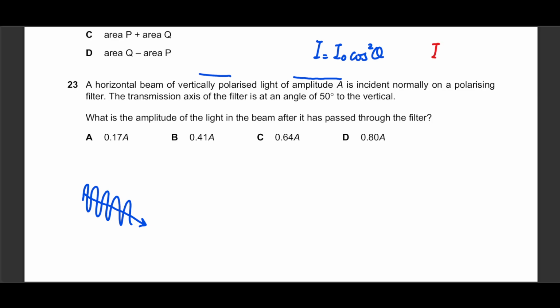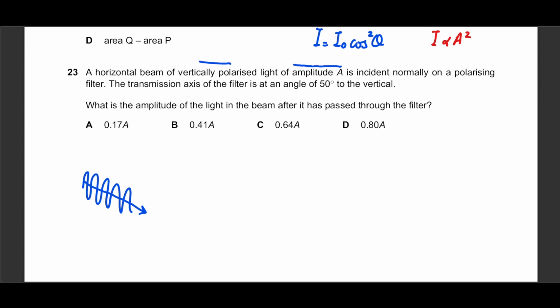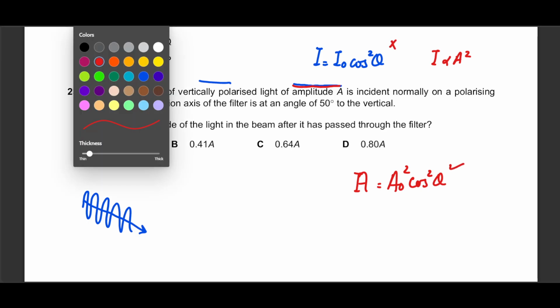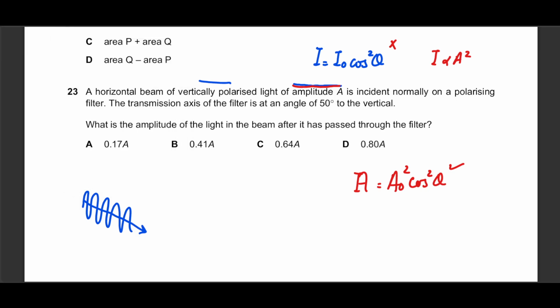Now, we know that intensity is proportional to amplitude square. Can we change this equation? Yes, we can. So this will eventually look like, if I change it to amplitude, A current amplitude square equals A naught square, the original amplitude square, with simply cos square theta. Since the question is dealing with amplitude, I will be using this equation and not this one. Now, you will realize later what he has done.